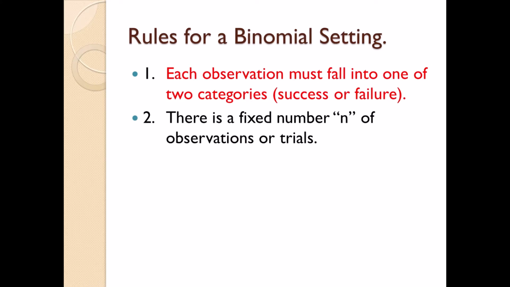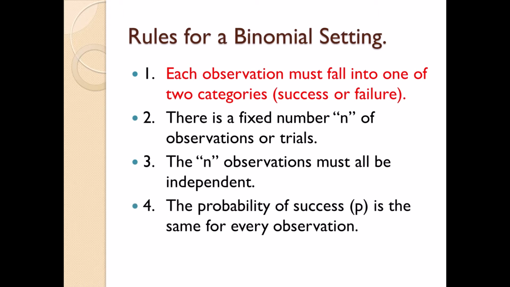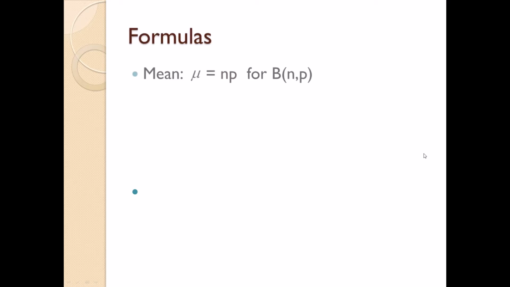So out of 8 kids, what is the chance of getting 4 boys? That's either your kid is a boy or the kid is not a boy. And there's a fixed number of trials, 8, so it's pretty much binomial. Your n observations must all be independent. Births are independent. And the probability of success is the same for every observation. So if you got those 4 things going, you're in binomial. All right, sorry about the little dot here. Couldn't get rid of it.